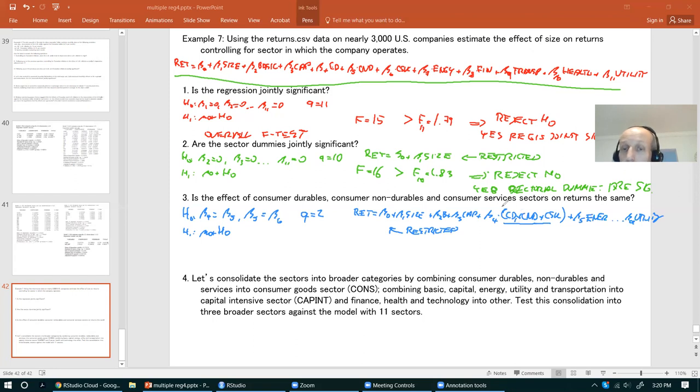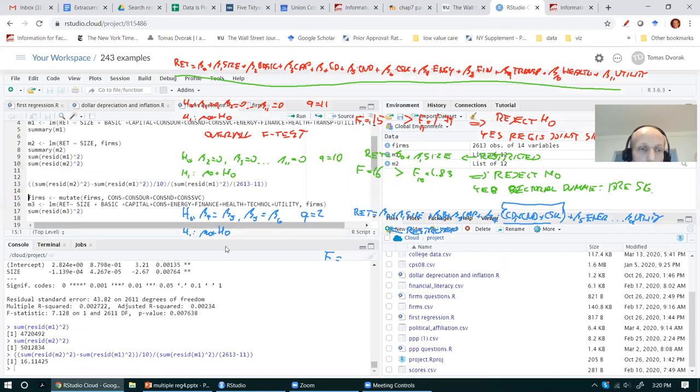Now, to estimate this, we need to create this new variable that consolidates consumer durables, non-durables, and services. And once we estimate the restricted model, we compare the sum of squared residuals from the restricted model to the unrestricted model, calculate the F statistic, and compare it to the critical value. So let's see how we could estimate that restricted model. Click here. I will need to create a new column. I'm going to call it cons for consumer goods. And that column equals consumer durable dummy plus consumer non-durable dummy plus consumer services dummy. And to create a new column, we need the mutate function.